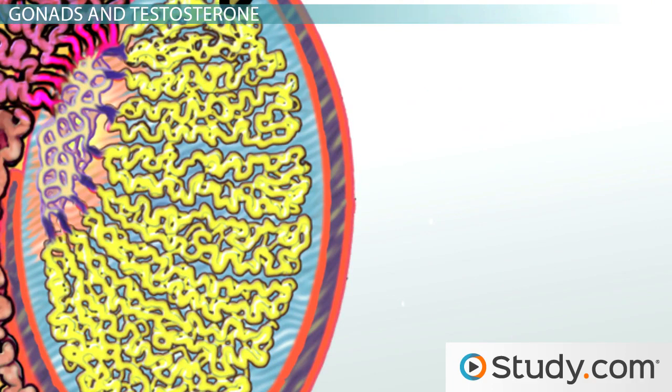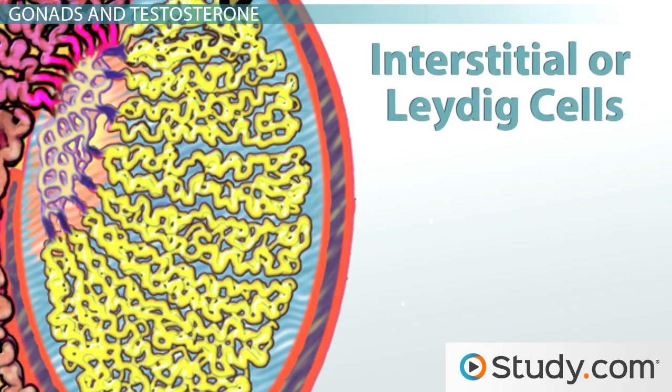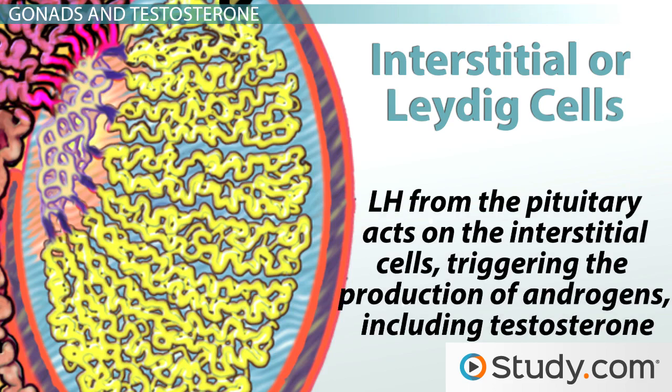That's right, without these spaces, the testes wouldn't be producing any testosterone, and we all know how important the male sex hormone is. These cells, called interstitial or Leydig cells, are indeed the infamous testosterone-making cells, but they don't do it all on their own. They need help to do this. That help comes from LH. LH from the pituitary travels down to the testes where it acts on the interstitial cells, triggering the production of androgens, including testosterone.